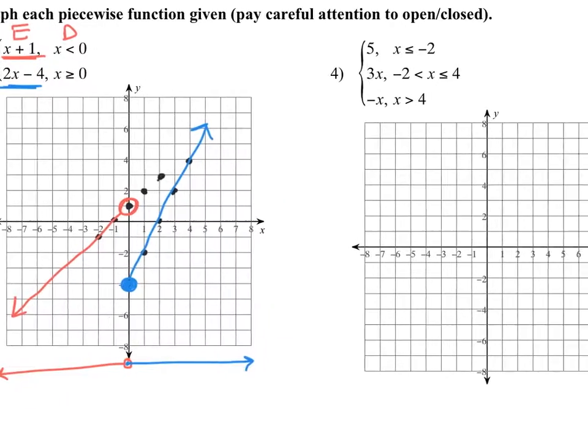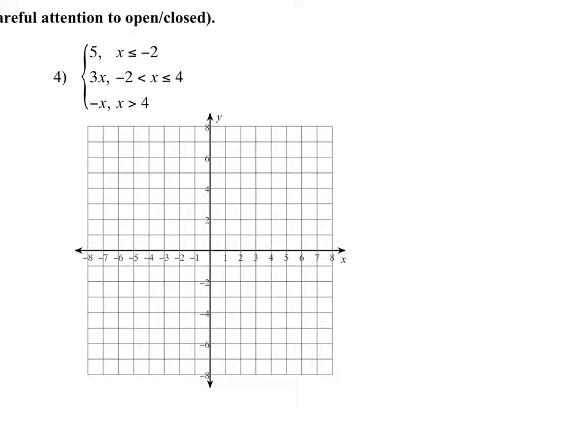All right, so let's take a look at question 4. And if you've already done question 4, I am just going to give you a warning. I know that part of this goes off the graph, so I am going to have to make that adjustment as well. All right, so again, start with my domains.